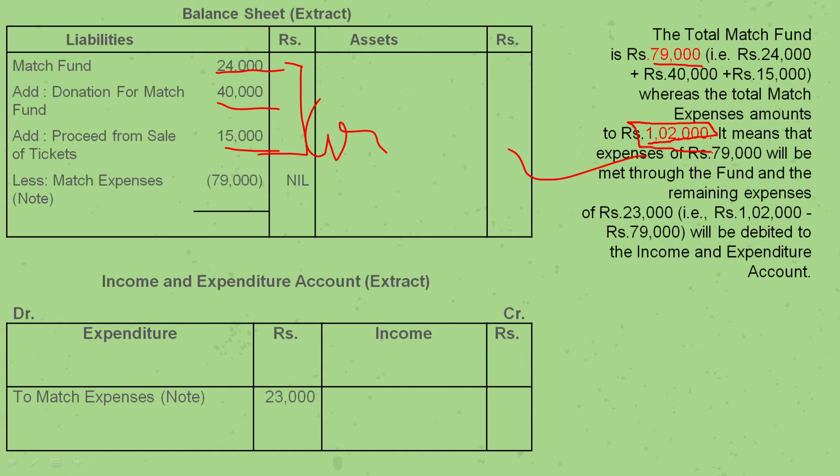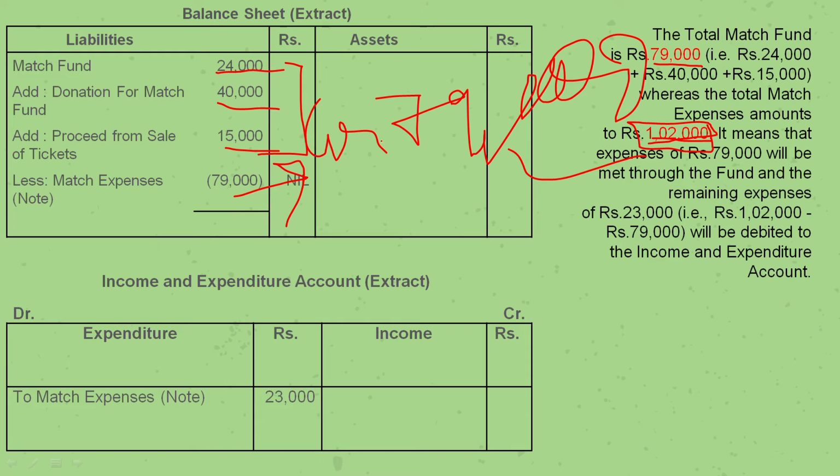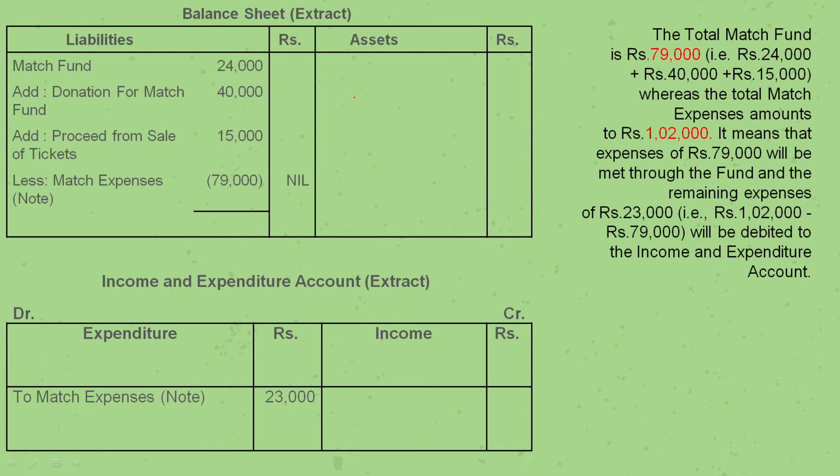Okay, now what to do? Our expenses are more than the fund we had in hand. So from 1,02,000 we can pay 79,000 from the existing fund. We had a fund of 79,000 that we were supposed to use only for conducting matches, so we pay 79,000 out of 1,02,000 for that. So our fund is cancelled. We used our complete fund, and now 23,000 is still left.